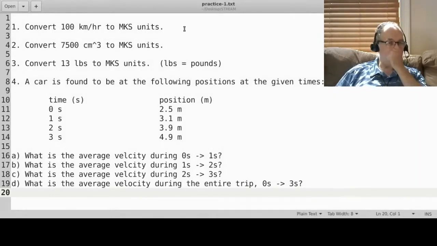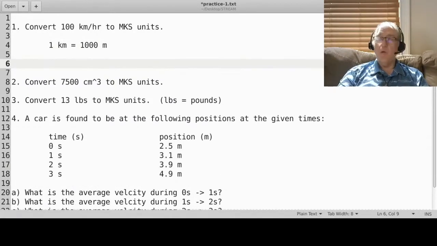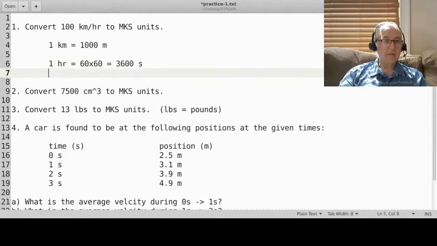Okay, so convert. So the first thing you do is say, okay, well, 1 kilometer is equal to 1,000 meters. You're not going to have to know a lot of these conversion factors, and in fact, in my third question, I'm going to show you how to look up a conversion factor using Google. But there's one you should know: a kilometer is 1,000 meters. And 1 hour is 60 minutes, and a minute is 60 seconds. So if you do 60 times 60, that's 3,600 seconds.